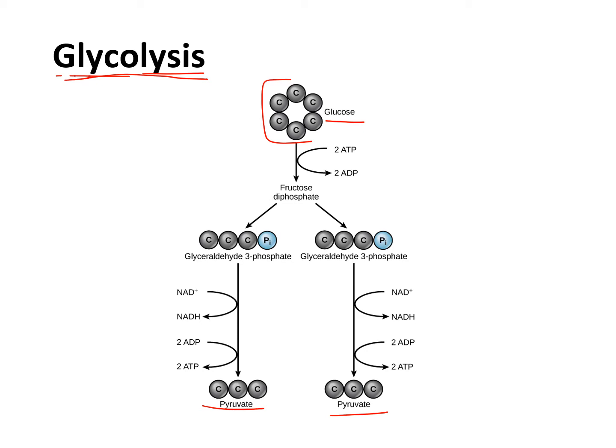And this occurs in the cytoplasm of cells, and it's a universal reaction. Most organisms use this, so it was probably the first heterotrophic reaction that evolved. Heterotrophic, remember heterotrophs have to eat others to get their organic molecules.